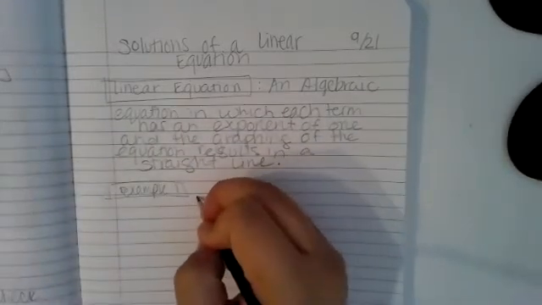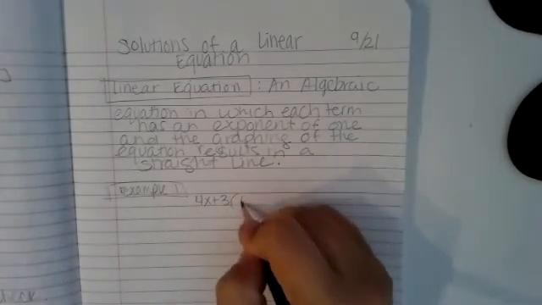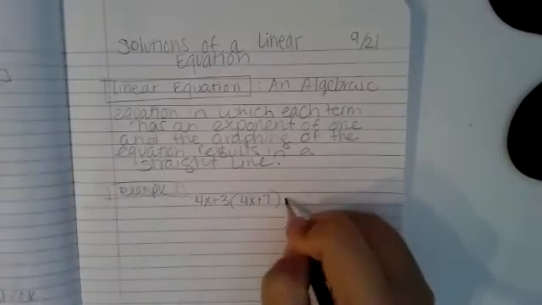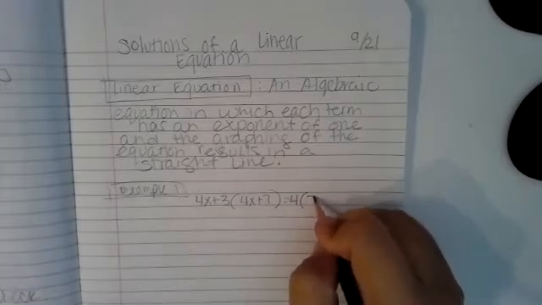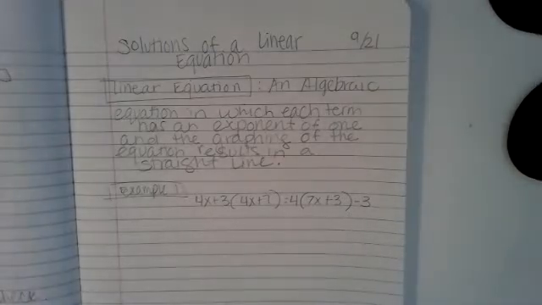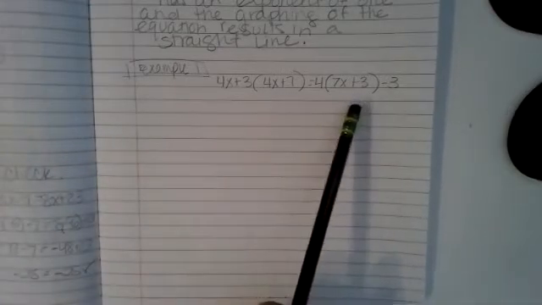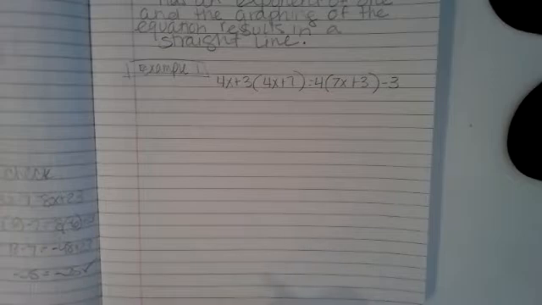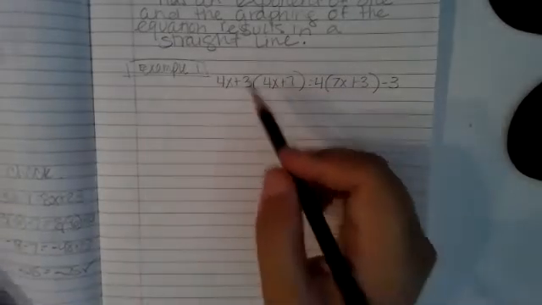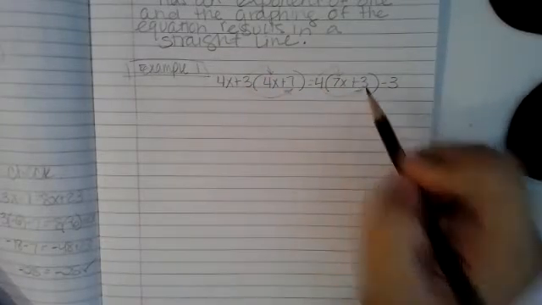So I have 4x plus 3 times the quantity of 4x plus 7 is equal to 4 times the quantity of 7x plus 3 minus 3. Okay, so in order to get started here, I am going to look into my parentheses. When I look inside my parentheses, I determine, can I simplify this? The answer would be no. So the next step I would need to do is distribute, where I'm distributing this 3 into the parenthesis and this 4 into this parenthesis.